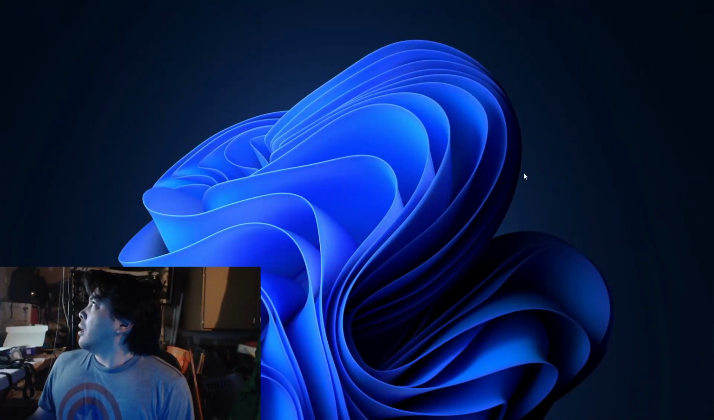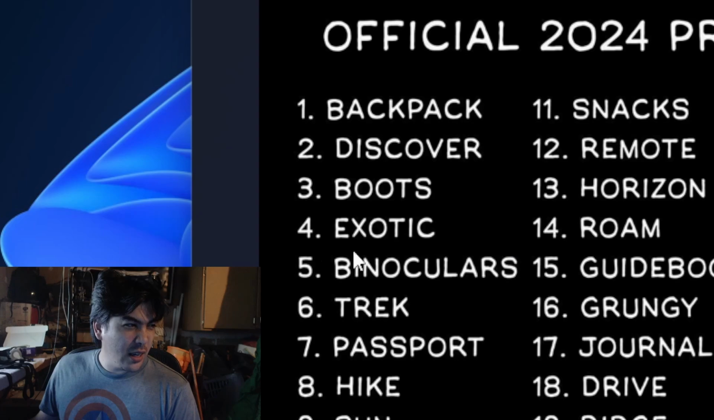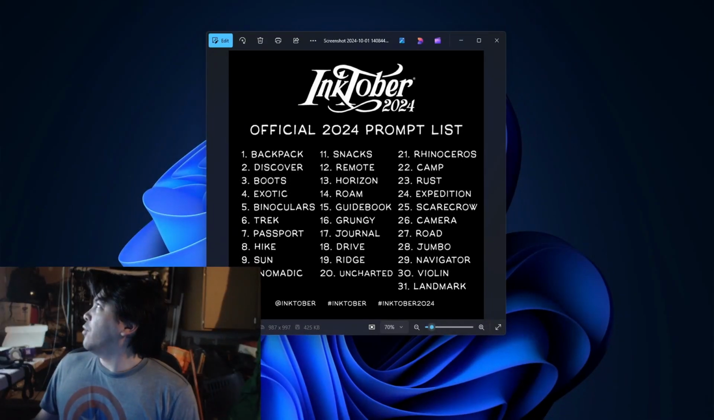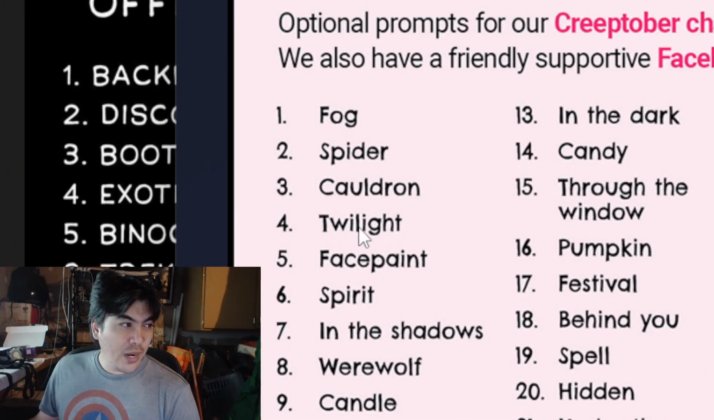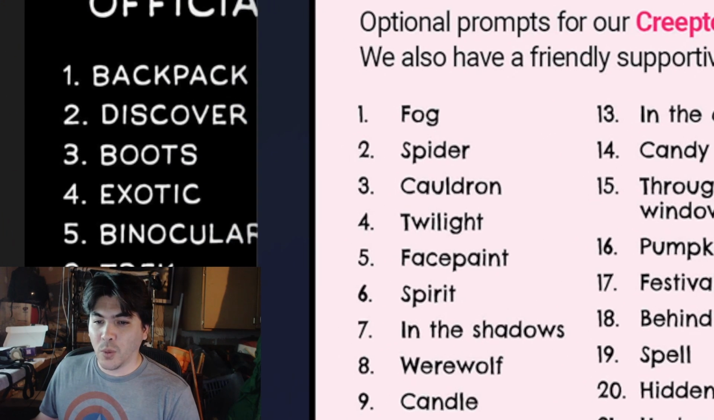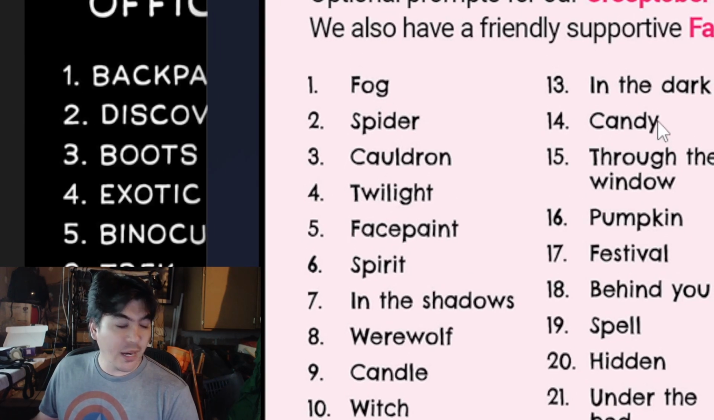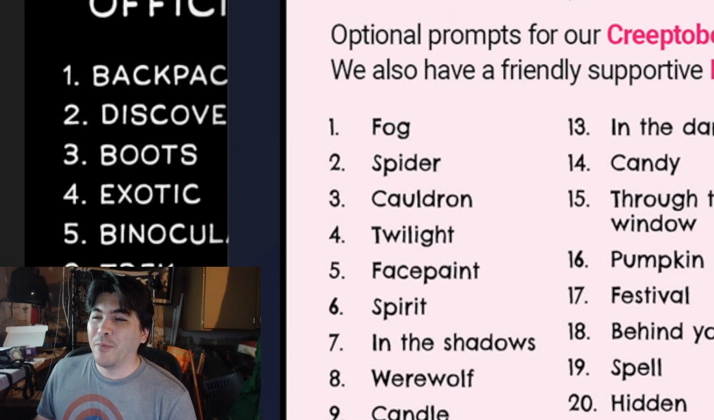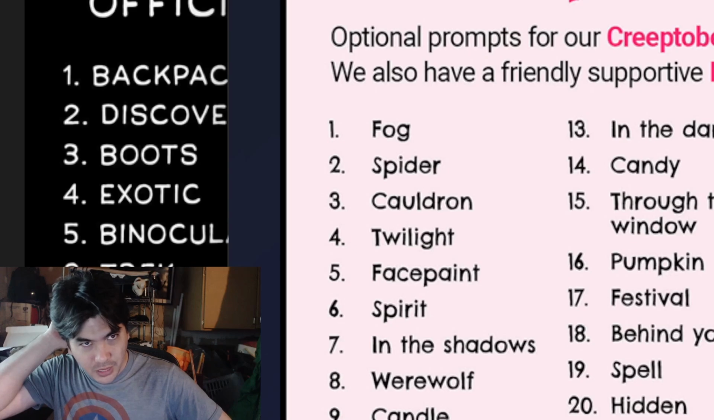All right. So, before the cricket starts up again, today's topics were, for the Inktober side of things, exotic. And then for the Creeptober side of things, we've got Twilight. Exotic Twilight. That is what we're doing today. I had no idea. I had a vague image of what I wanted, but I didn't know the specifics, and I definitely didn't really know how to get there.